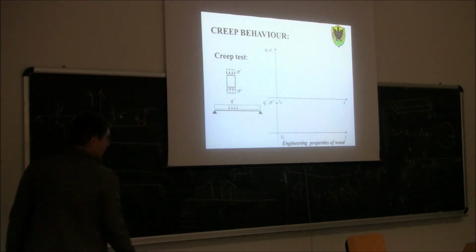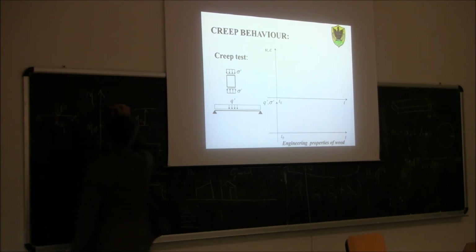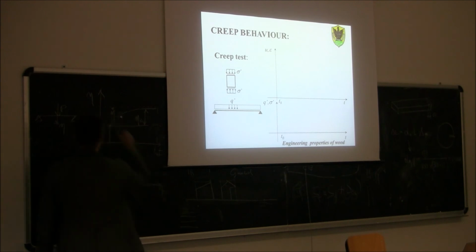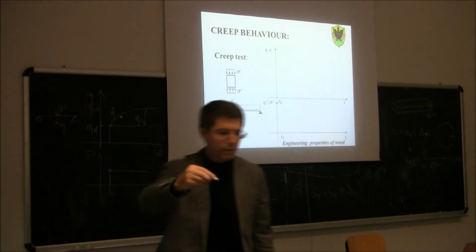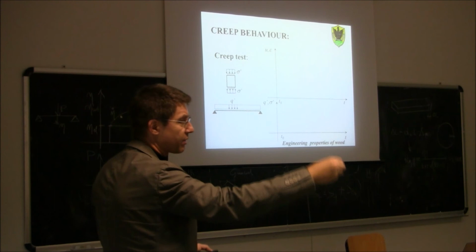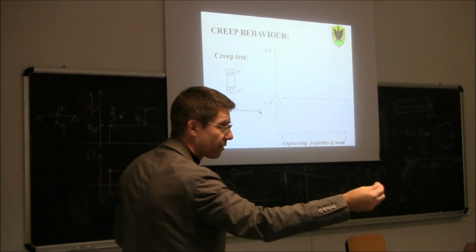Okay, so T infinite is 0. Let's say that we are interested in calculating the total deflection. So the total deflection for us is the maximum deflection that we'll achieve at the end of the service time. At the end of the service time is indicated sometimes with T infinite, which means 50 years.